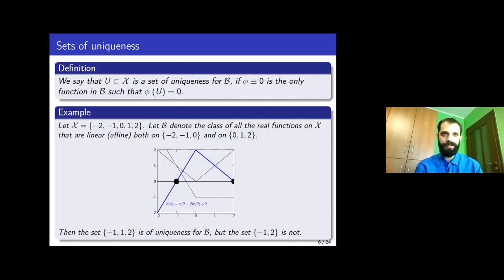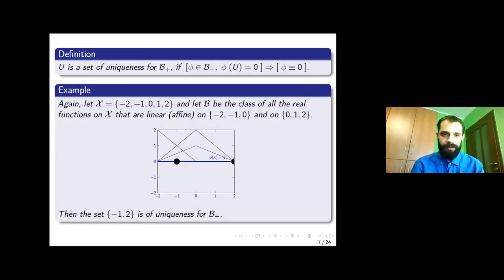But as I said before, we also may consider the cone of non-negative functions. Here, a little spoiler, this function is negative on minus 2. So the subset of X is a set of uniqueness for B plus if a function from the class B plus vanishes on 0, implies that this function is constantly equal to 0.